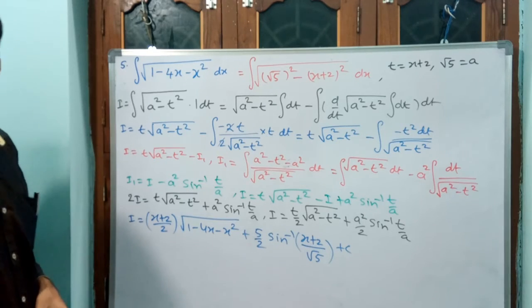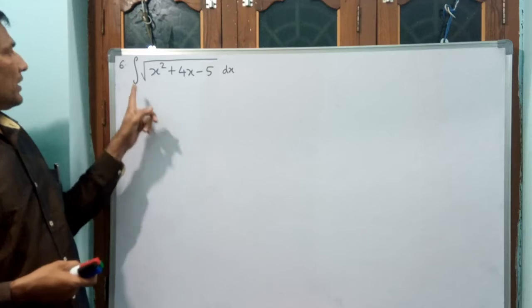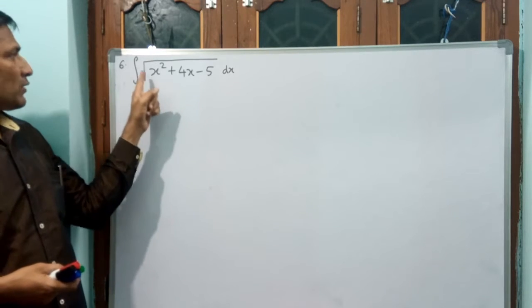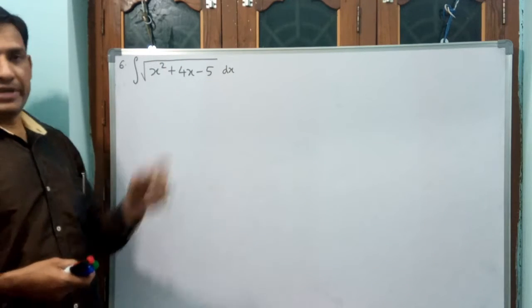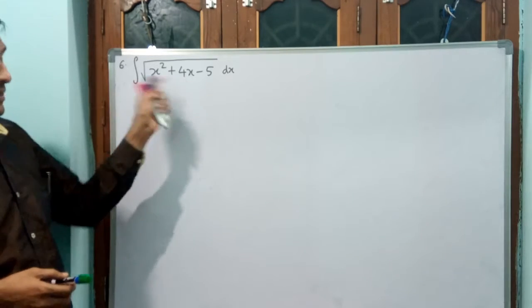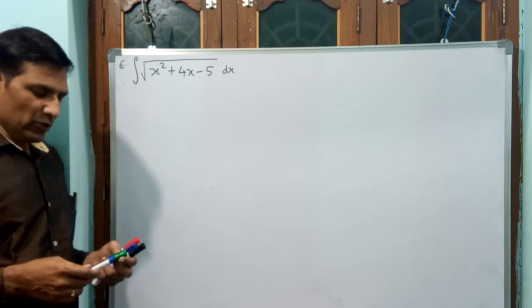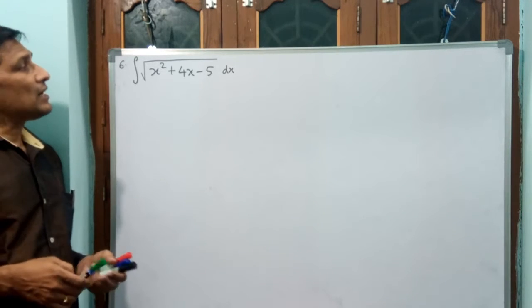Take this, we will go for the 6th question. Okay. See question number 6. Integral square root of x square plus 4x minus 5 dx. Okay. Now let us separate this into x plus 2 whole square minus a square or something like that, we will do it. Afterwards we will proceed.